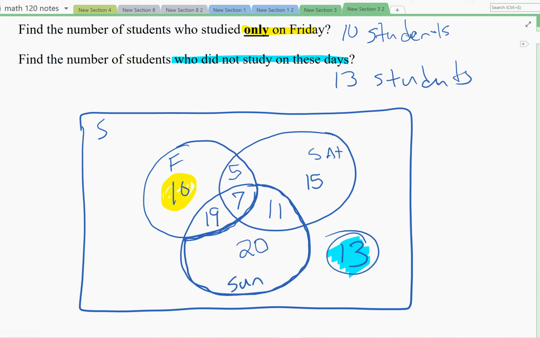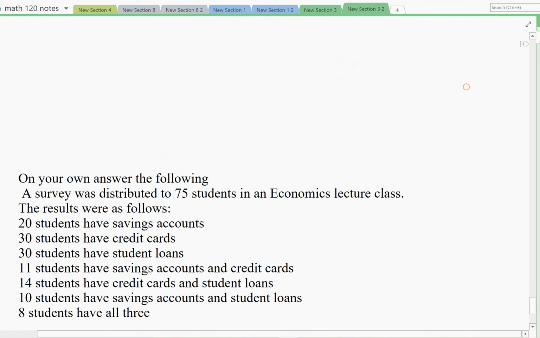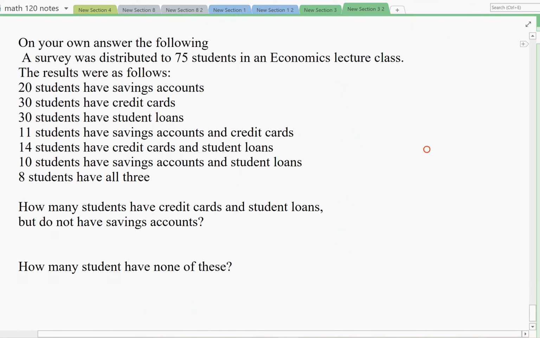So hopefully look those over. Again, guaranteed you'll have a 3-set Venn diagram on the first quiz. There'll be one that you'll have to fill out and use it to answer questions. And then they're almost always on the final exam, so make sure you understand these. So I have one for you to fill out on your own. And I'll post the answer to this later on.